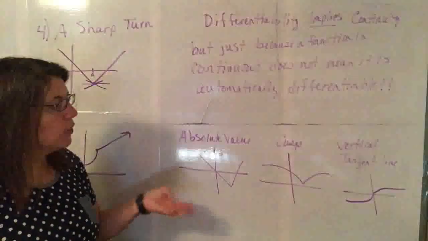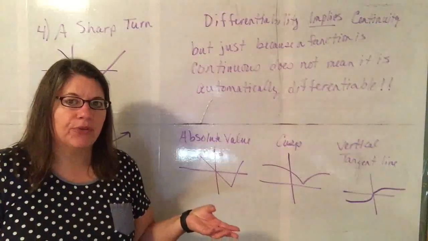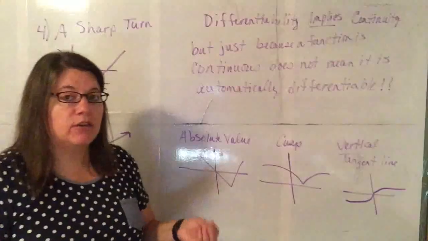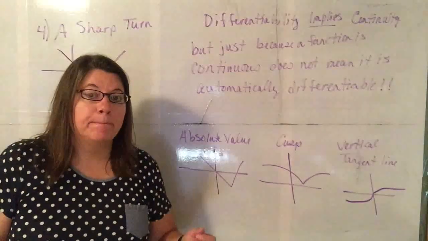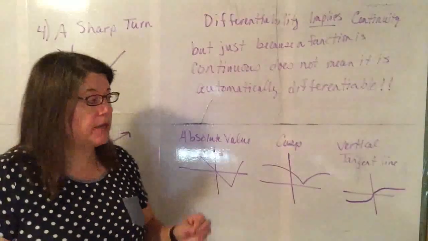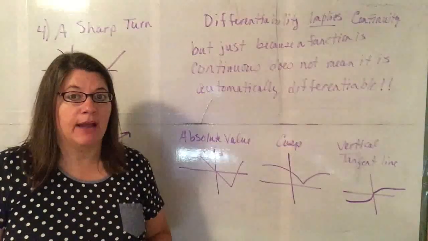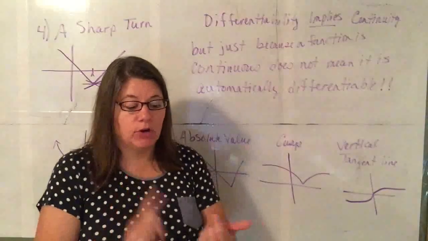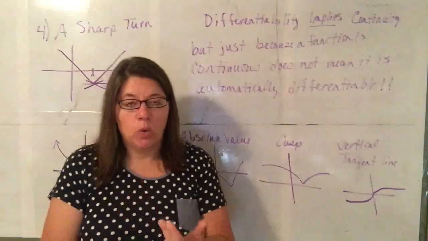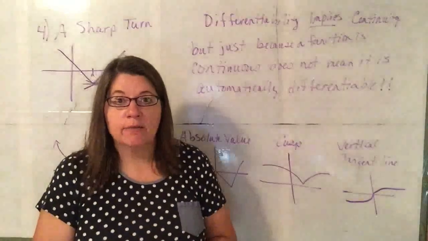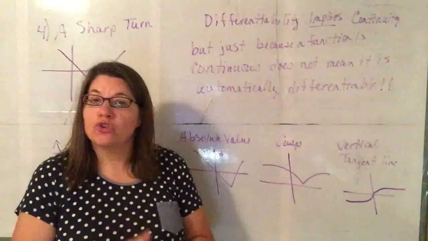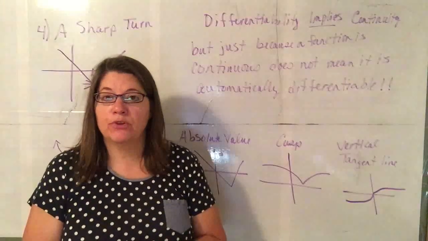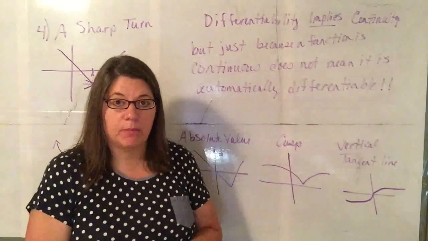So there are 4 different types of graphs, and there may be more out there, but there are several different types of graphs that destroy differentiability, not because they're not continuous, but because they have a sharp turn in the graph. So the things that destroy differentiability at a point: vertical tangent lines, holes or jumps in the graph, vertical asymptotes, and then a sharp curve in the graph. So those are the things that destroy differentiability at a specific point.